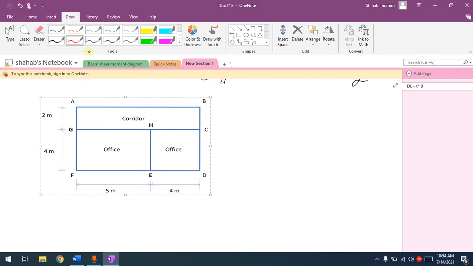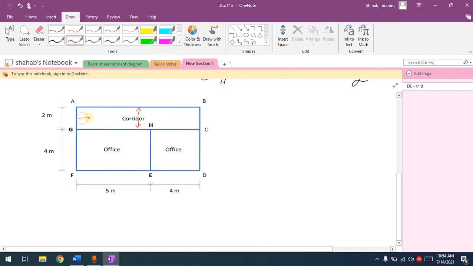Let's do it manually. So we know that the load will be distributed to the long side. That's what we said. So we said that half of this load in the corridor, half of it will go to this long side, the other half to the other long side. That's what we know for one-way slab.